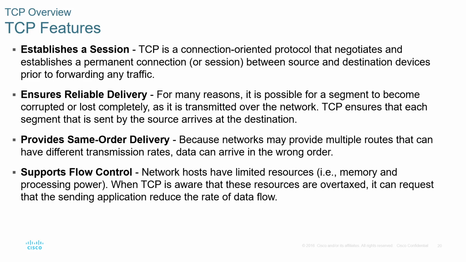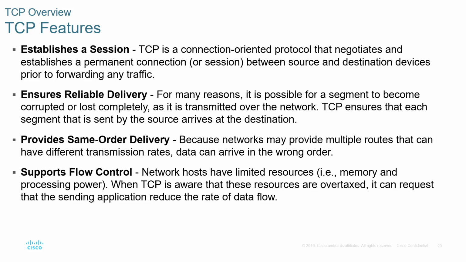There's same order delivery, so as it comes in, we're going to look at it. Segments coming from different routes can arrive at different times. So we have those sequence numbers that allow us to put it back together properly. There's also something called flow control. This is important with TCP.